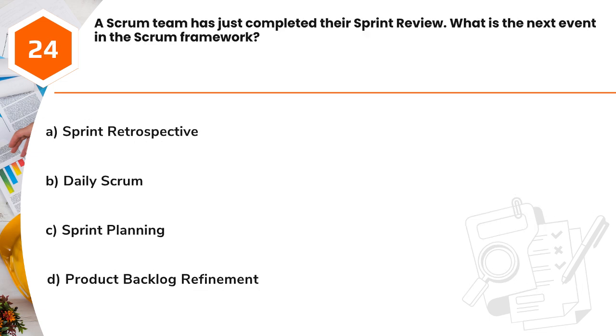Question 24. A Scrum team has just completed their sprint review. What is the next event in the Scrum framework? A. Sprint retrospective. B. Daily Scrum. C. Sprint planning. D. Product backlog refinement.